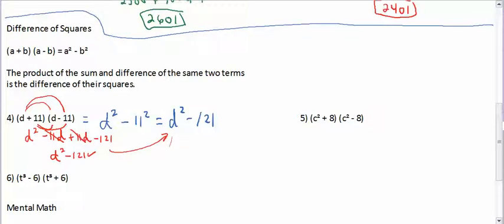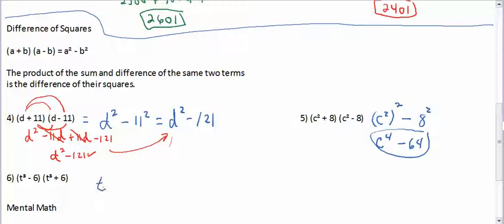Okay, so hopefully you kind of see what we're doing. You take the first, which is c squared, and you square that. You take the last, which is 8, and you square that. It's always minus because it's always difference, so it's always a subtraction problem. And then power to power you multiply, so it's c to the 4th. 8 times 8 is 64, and that's our answer. And again, if we did the FOIL method, we would come up with that answer. But we're doing it in a shortcut method.